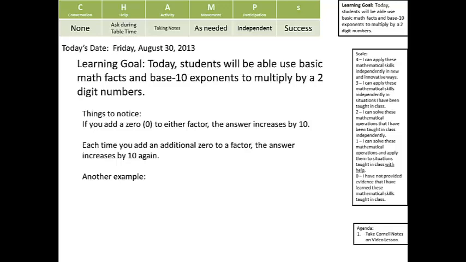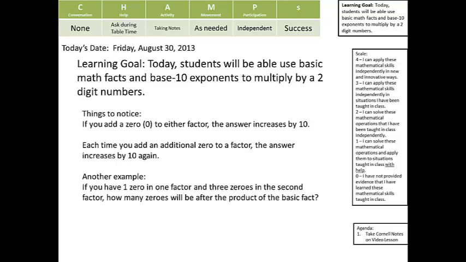Let's work another example and see if that'll help us come up with a pattern. In this example, we're going to add 1 zero to one of the factors, and we're going to add 3 zeros to a second factor. And the question is, how many zeros after the basic fact answer will we have in our final answer?